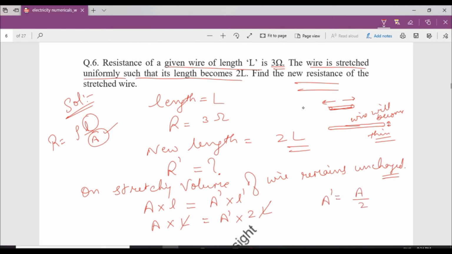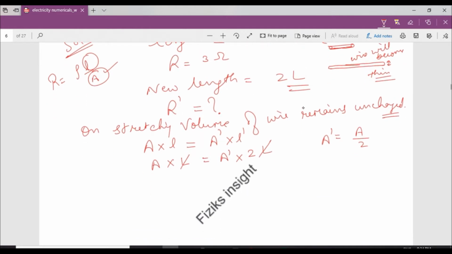So now, using this, we use the formula R dash equals rho. Now the material is not changing, we are just stretching the wire, so resistivity will remain the same. So the formula will be rho L dash upon A dash. What is the value of L dash? It is 2L. And what is the value of A dash? It is A by 2. So after simplifying, we will get 2 rho L upon A into 2.